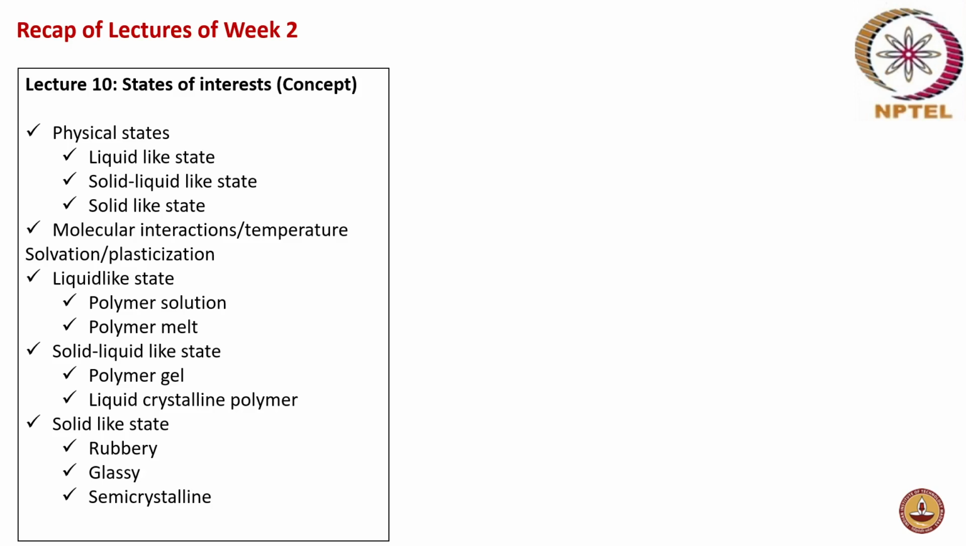So, unlike normal materials where you have solid, liquid, and gases, in polymers you have liquid like state, because there is still some kind of a solid like behavior that is there in the material, though the liquid like state will be predominant behavior. And then solid liquid like states, like in your case of your gels, and then solid like states.